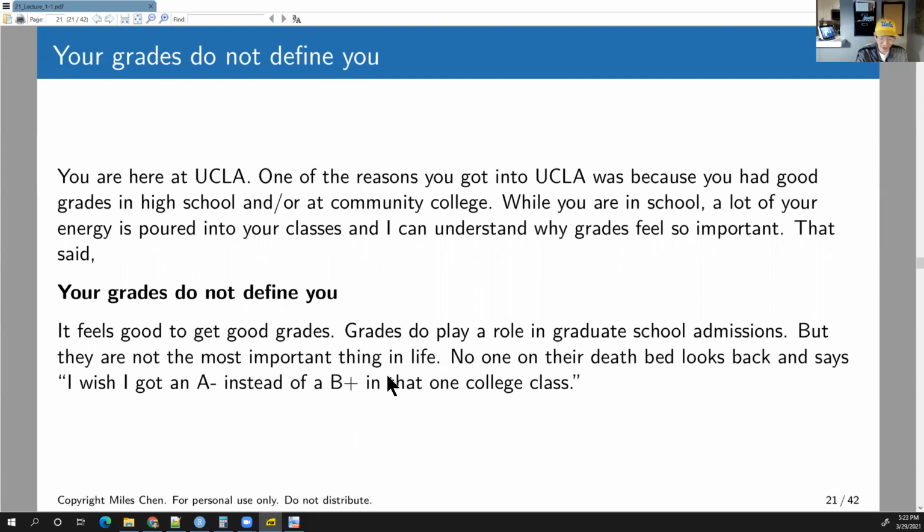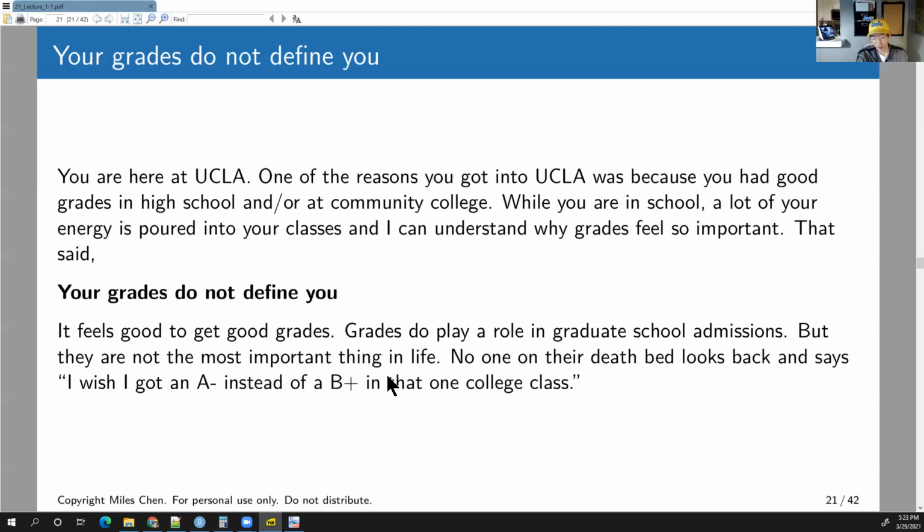And kind of the feedback that you get is your grade. And so that's why grades feel so important. But again, your grades do not define you. They're not, they're not judgments of you as a person or anything like that.